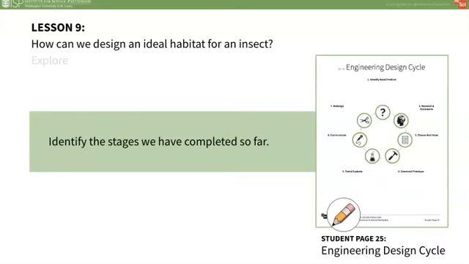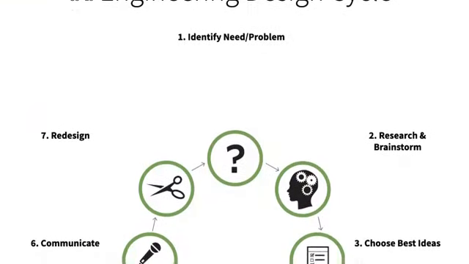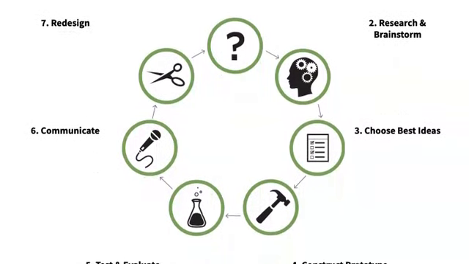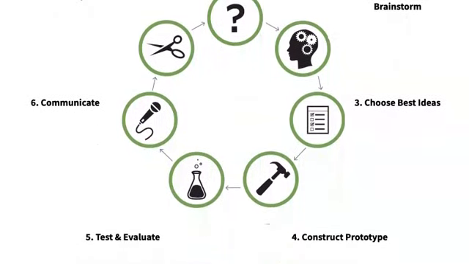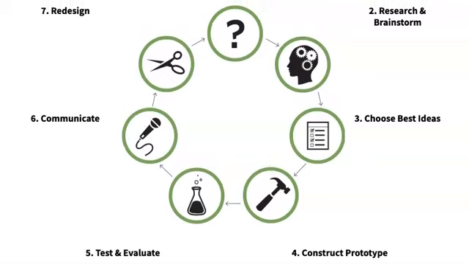Next, students should use their engineering design cycle sheet to identify the stages that they have completed thus far. Students should be able to describe that they have now chosen the best ideas based on their previous experiments and constructed their prototype. If any groups are struggling to decide how to build the habitat, remind them that in this stage, they should just focus on building a simple prototype and that they will have the opportunity later, during the redesign phase, to make changes if desired.